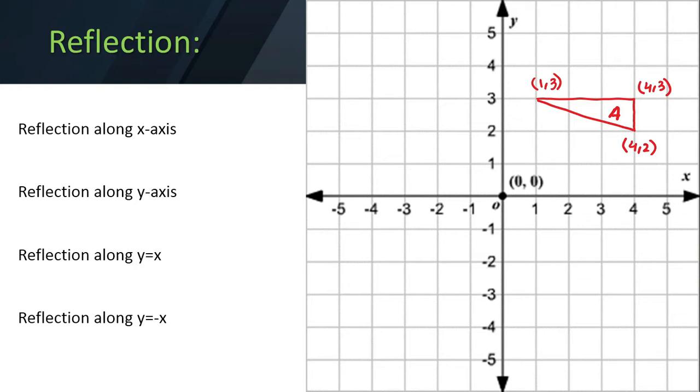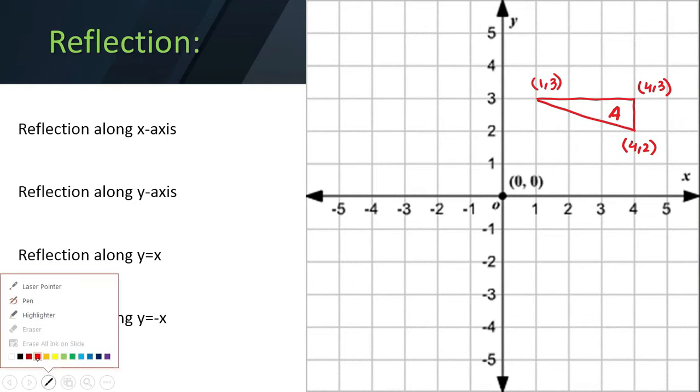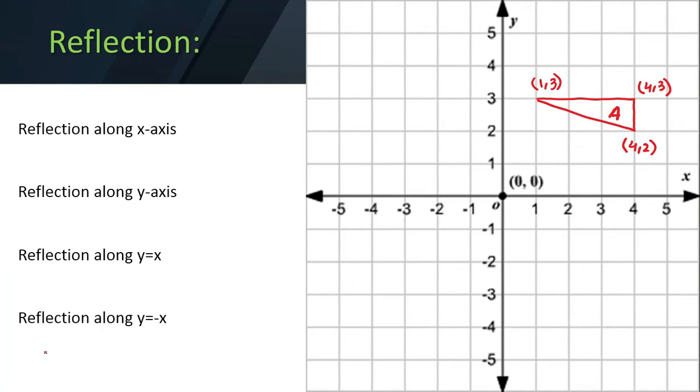Then what is reflection? Reflection is basically the mirror image, or we can say that through a line of symmetry we can reflect the given object. So here the given object is triangle A. The coordinates of triangle A are (4, 2), (4, 3) and (1, 3). In the first part, they are saying to reflect this triangle A along the x-axis.